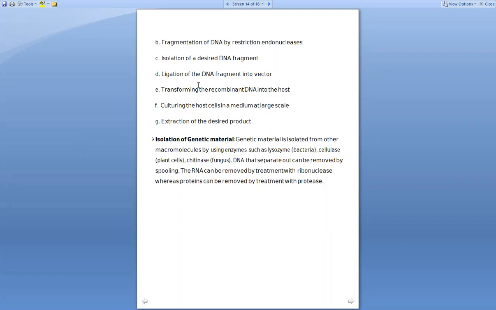Now we are going to see all these steps in detail, right? The first step is the isolation of the genetic material. So how does the isolation of genetic material take place, right?